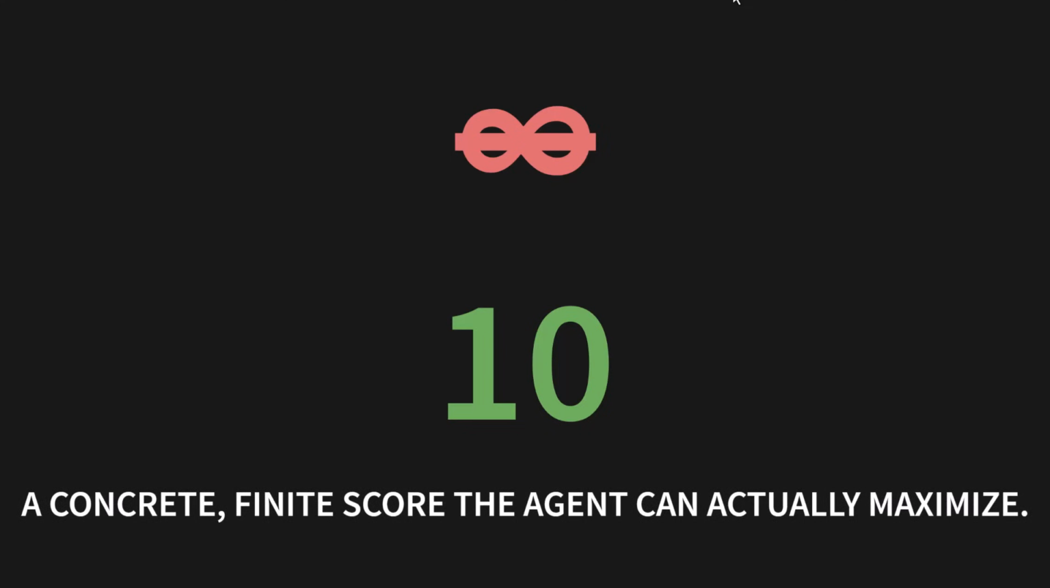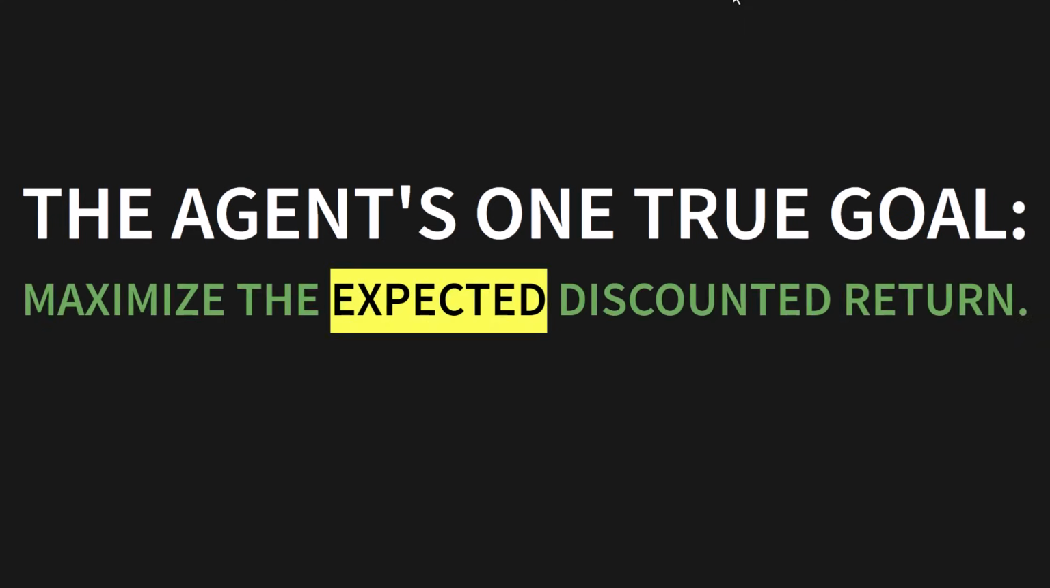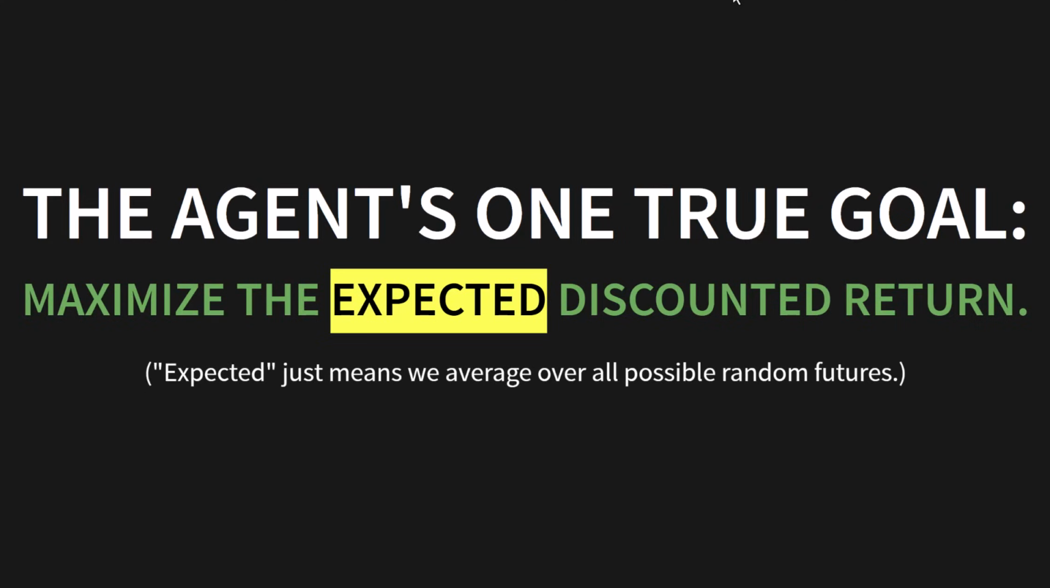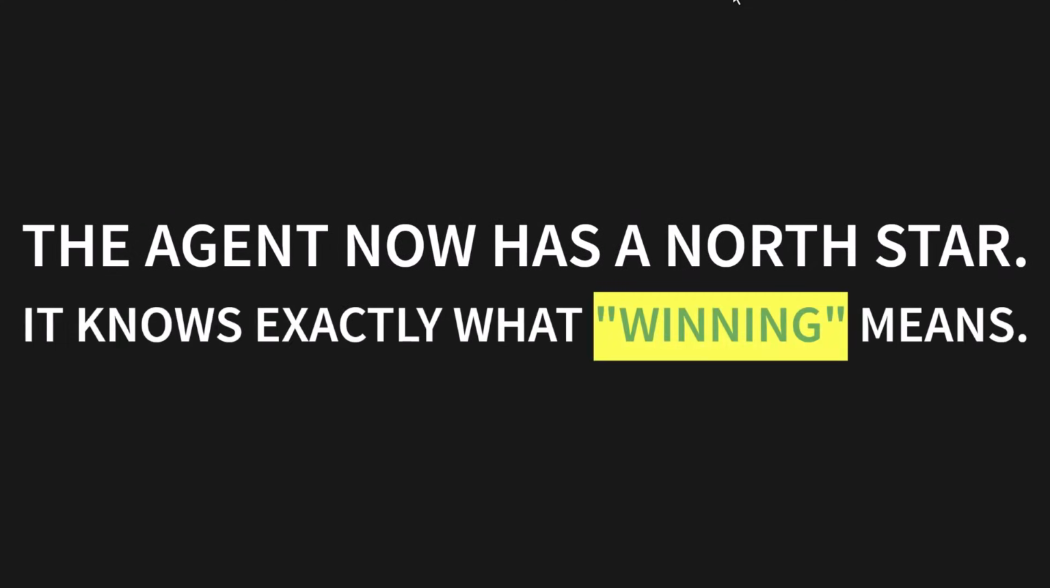So, now we can formally define the agent's one true goal. It is to select actions that maximize its expected discounted return. We say expected just because the world might be random. The agent can't know the future for sure, so it plays the odds. It tries to get the best possible average score over all the different ways the future might unfold. This is it. This is the objective function for almost all of modern AI. G_t. The agent now has a North Star. It knows exactly what winning means.